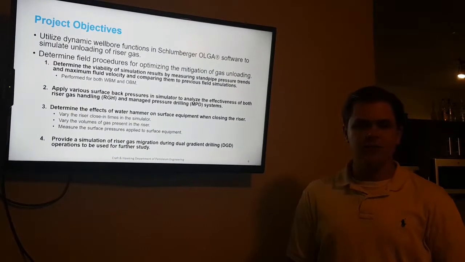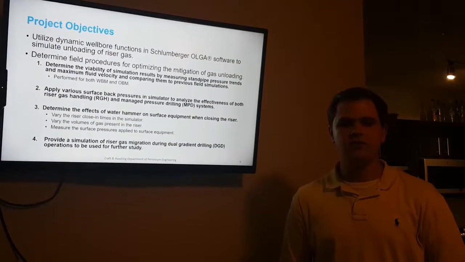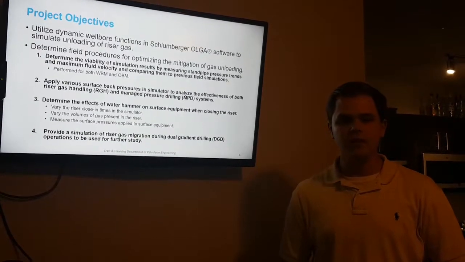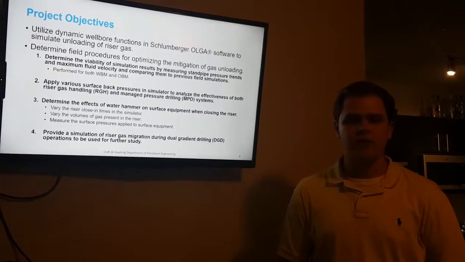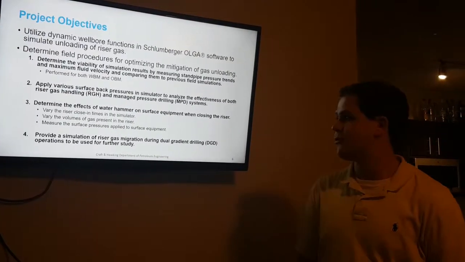So our project has a few objectives. The main focus is to utilize dynamic wellbore functions in Schlumberger Olga software to simulate unloading of riser gas. We can then determine field procedures for optimizing the mitigation of gas unloading. And we will do this four different ways.